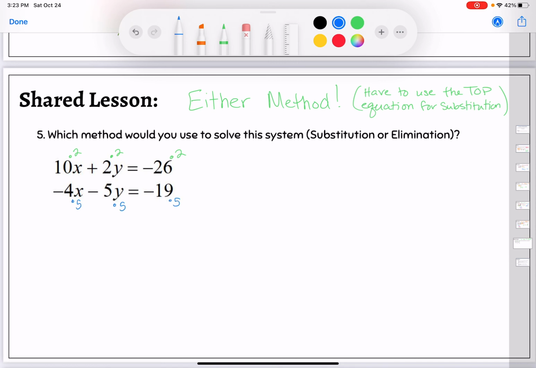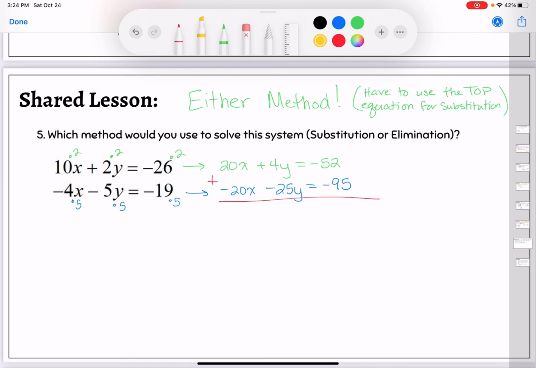Now you could do this by eliminating the y's. Like I said, there's lots of different ways to do these. Okay, so keeping things organized, top stays on top, bottom stays on bottom. I'll get 20x plus 4y equals negative 52 on the top. On the bottom, I'll get negative 20x minus 25y equals negative 95. All right, now I have my opposites. I am ready to eliminate.